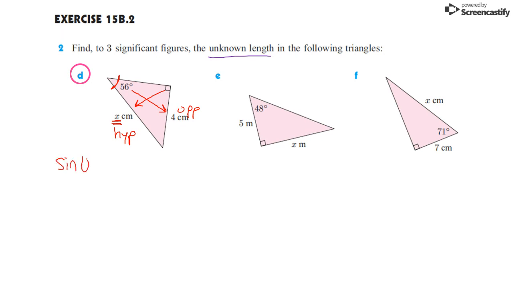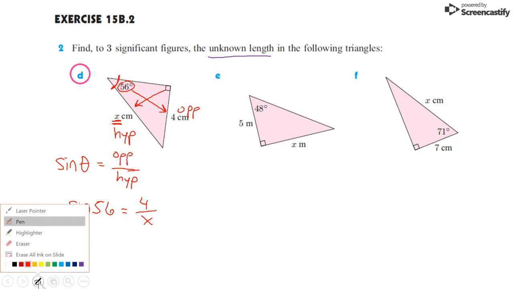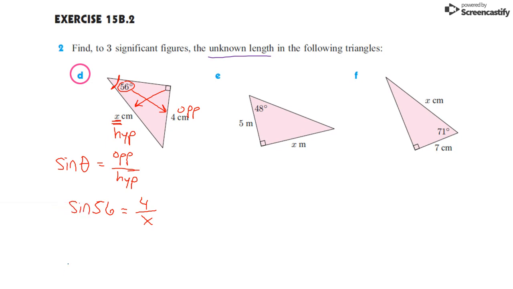That is sine of whatever angle it is equal to the opposite over hypotenuse. So now let's fill in what we know. We actually do know the angle, we know the degree. Sine of 56 is equal to the opposite, which is 4, over x. So now I need to solve this equation. And to do so, we have to do a little algebra here. First thing I need to do is multiply both sides by x to get rid of the fraction. So now I have x times the sine of 56 equals 4.